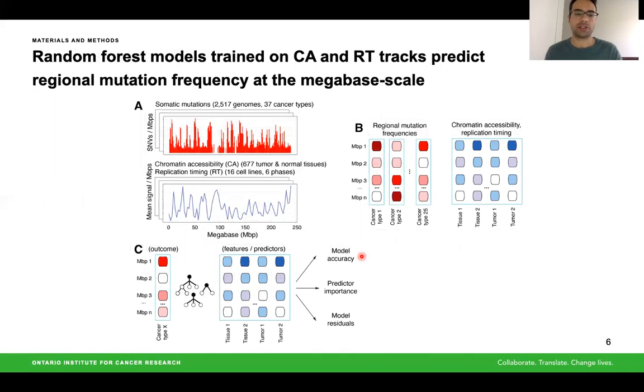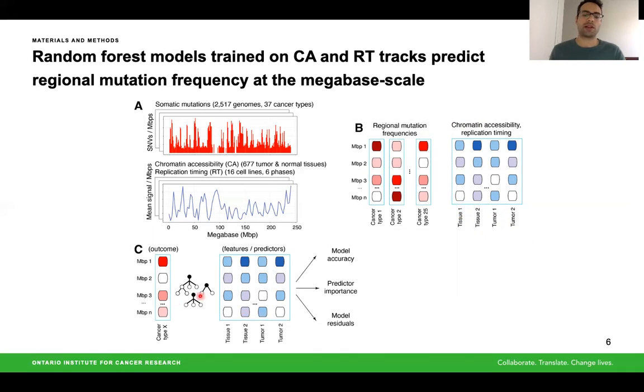And this is the overview of the methodology of my project. We start with whole genome somatic mutation tracks, as well as whole genome chromatin accessibility and replication timing tracks. And what we do here is we split the genome into megabase size or million base size windows. And for our mutations, we take the total sum of mutations overlapping that window within a specific cancer type. And in this way, we create a regional mutation variation track for a specific cancer type. And we do something similar for our chromatin accessibility and replication timing profiles, where for each window, we take the average chromatin accessibility or replication timing for that tissue sample or tumor sample to build a regional variation of chromatin accessibility genome-wide for the sample.